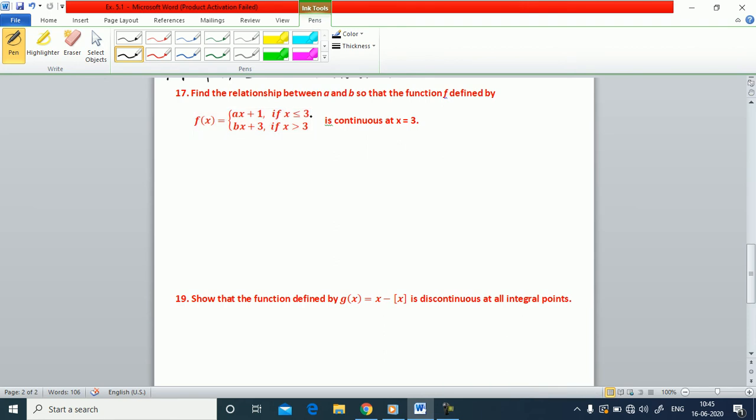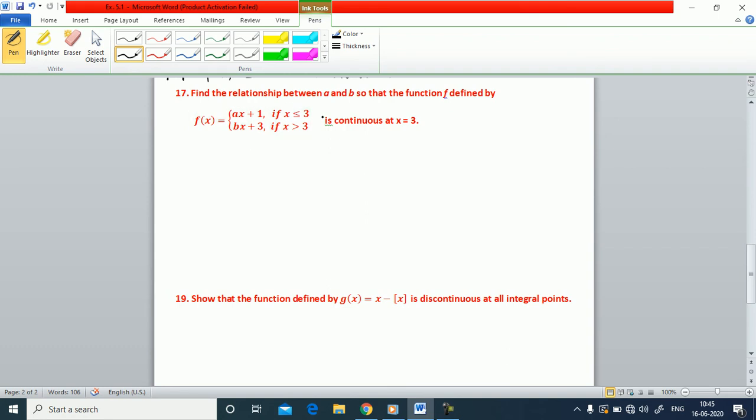Either you will be checking the continuity at the given point or in the given interval, or they will say that the function is continuous, and using that condition you will be finding the values of the unknowns involved in the function. So it is of that type. It says find the relationship between a and b so that the function f is defined by this. They are not saying find the value of a and b. Instead, they are saying find the relationship between a and b.